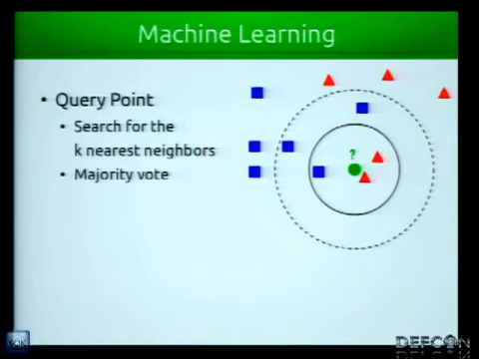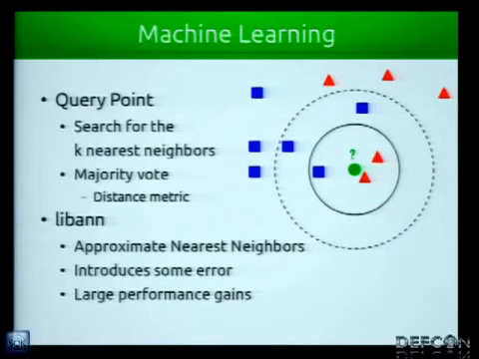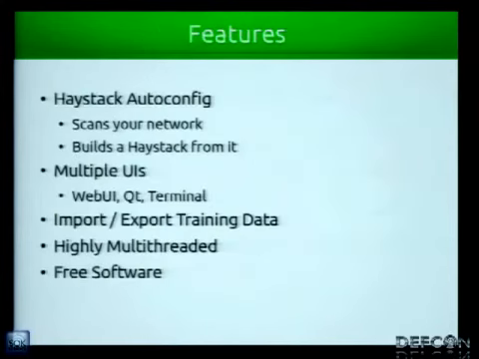Or maybe if k was 5, or a little larger, then you take more data into account and you get a different result. So you want to tune your data and classification according to your data set. We also use a distance metric, like I said. We use libANN to do that, which is the approximate nearest neighbors library. It's approximate because you introduce a tiny bit of error in the search space, but you get huge performance gains.